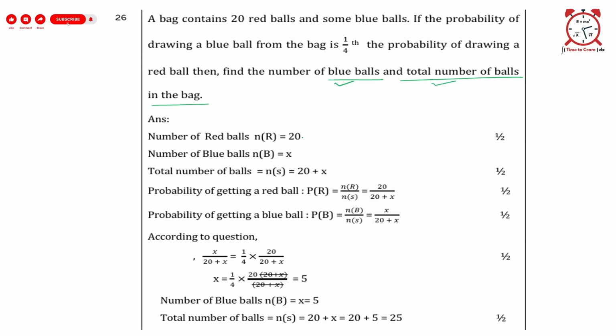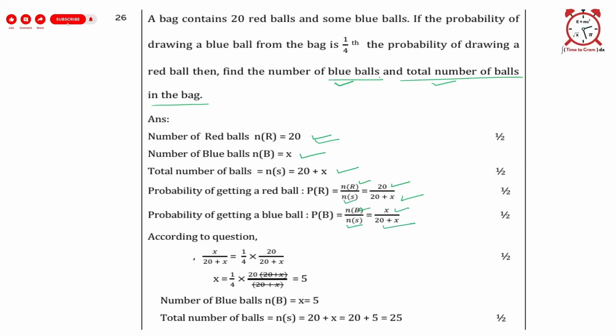So first of all we will write number of red balls given: 20. Number of blue balls not given, that we suppose here X. So total number of balls we can make a sum: 20 plus X. Now let us find the probability of getting a red ball, P of R equal to favorable outcomes divided by total number of outcomes. So red balls' favorable outcomes is 20, it is given here, and total number is 20 plus X. In the same way we will find the probability of getting a blue ball, NB upon NS. So NB is X and total number is 20 plus X.